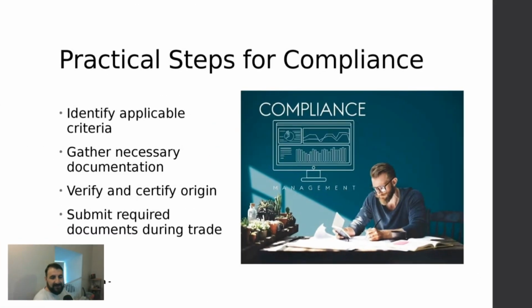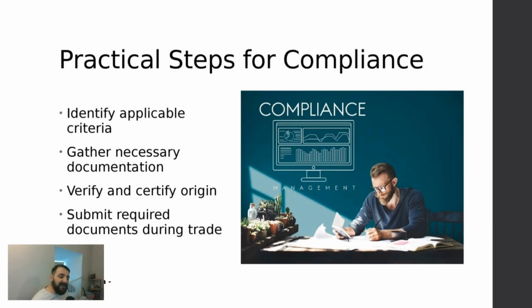Now let's look at the practical steps for following the rules of origin. First, identify the criteria that apply to your goods. You need to know if your product is wholly obtained, substantially transformed, or follows specific manufacturing processes. This helps you understand what rules you need to meet. Second, you have to gather all the necessary paperwork. This includes the certificate of origin, invoices, and bills of lading. Make sure you have all the documents that prove where your goods come from and that they meet the criteria, which is the most important.